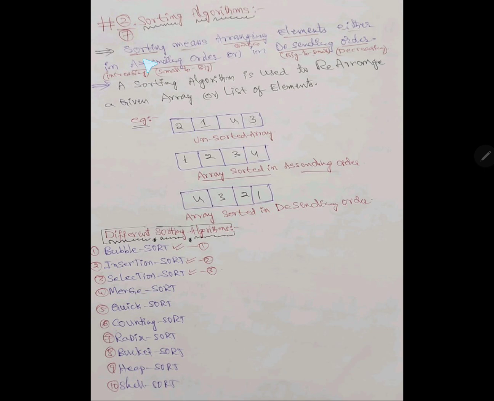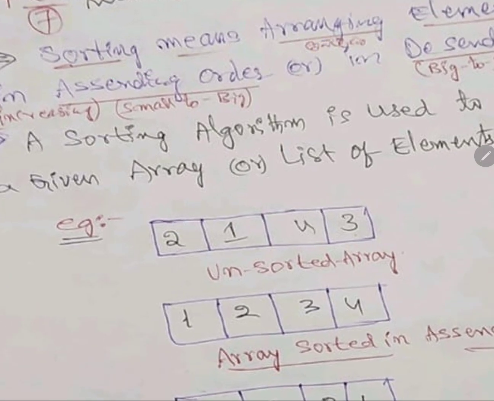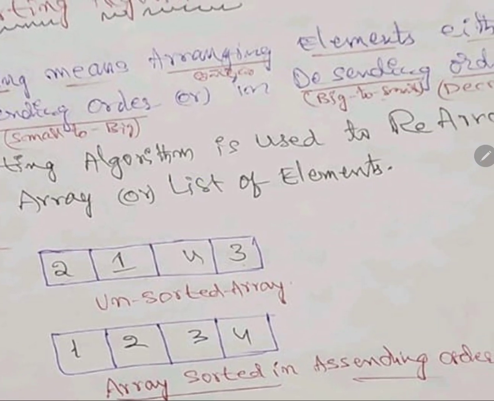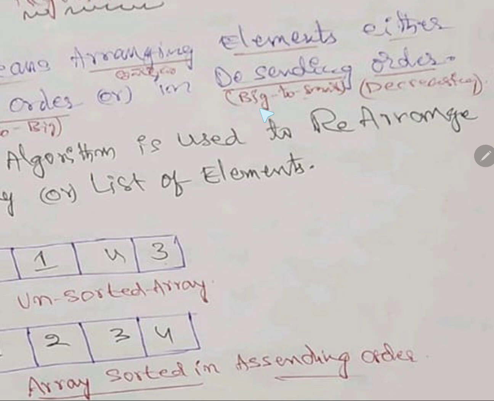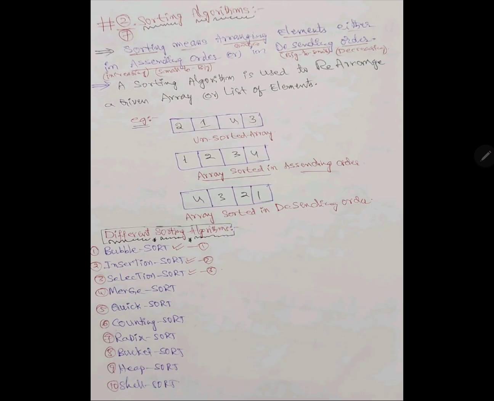Now we are going to cover the basic things. Sorting means arranging elements either in ascending order. Ascending means small to big, increasing order, see I wrote here increasing order or small to big, or in descending order. Descending order means big to small, or decreasing order. A sorting algorithm is used to rearrange a given array or list of elements.